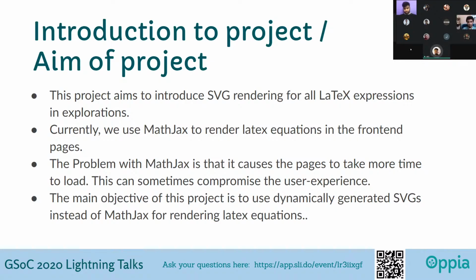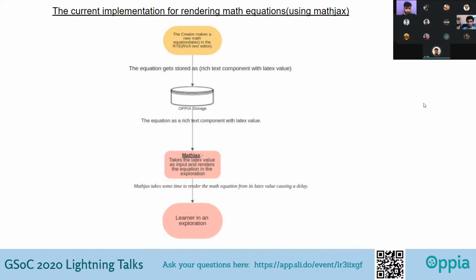So what we plan to do is dynamically generate SVGs for each equation created in the creator dashboard or any creator page, and save that in the backend. And when we display it, we use the saved SVGs. That's the main aim of the project.